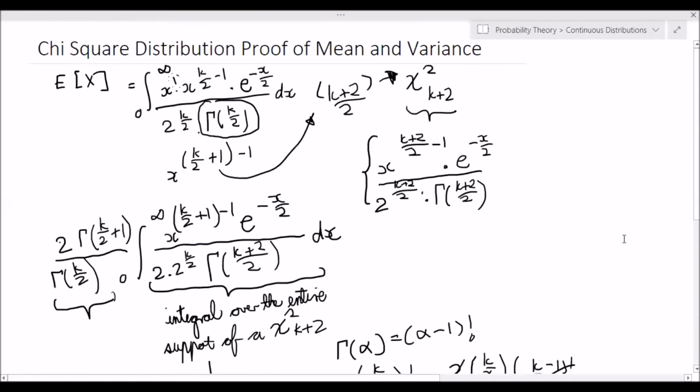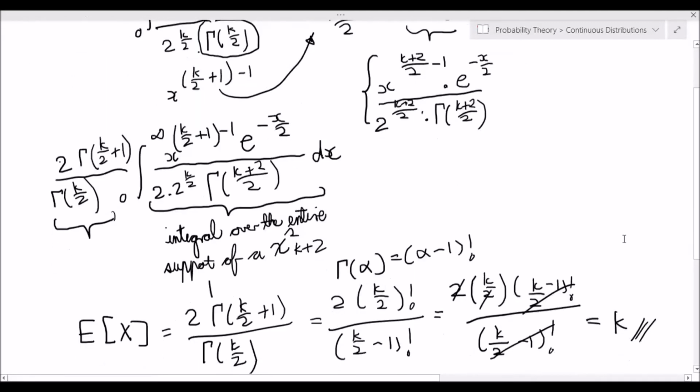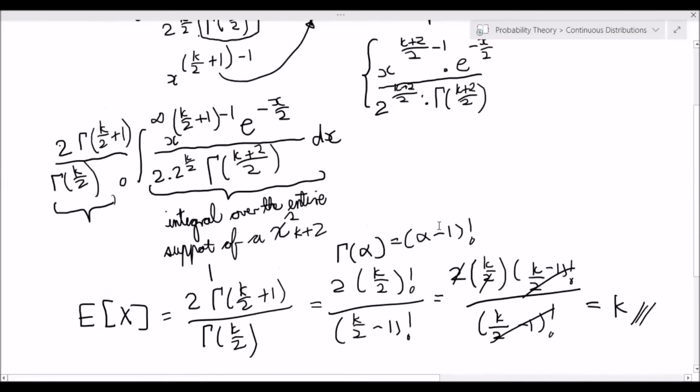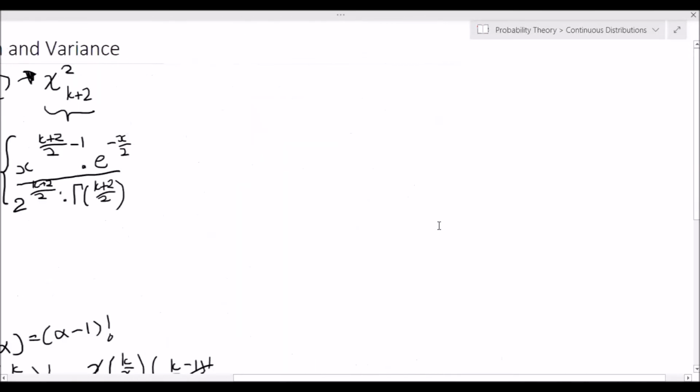So congratulations, you've derived the mean of a chi-square distributed random variable without having to do any integration or know anything about the gamma function, simply by changing the integral to another form. So let's go and derive the variance now.